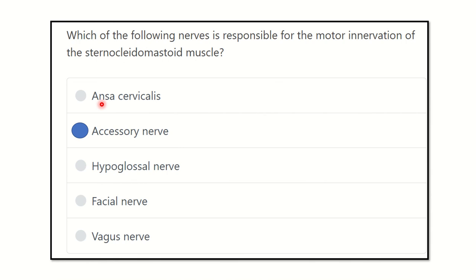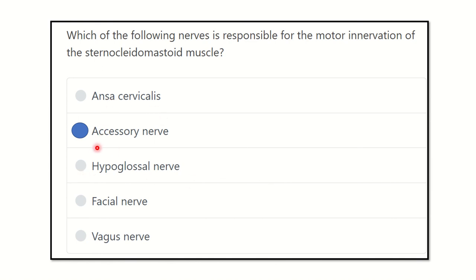Now the other options. The hypoglossal nerve is the motor nerve of the tongue. The facial nerve supplies the muscles of facial expression, and it gives 5 terminal branches in the face area, so it is for the face muscles. Hypoglossal is for the tongue muscles. The vagus nerve goes to the viscera in the thorax and abdomen, and the larynx and some parts of the tongue muscle, but it does not innervate the neck area. And the ansa cervicalis does not supply this muscle.